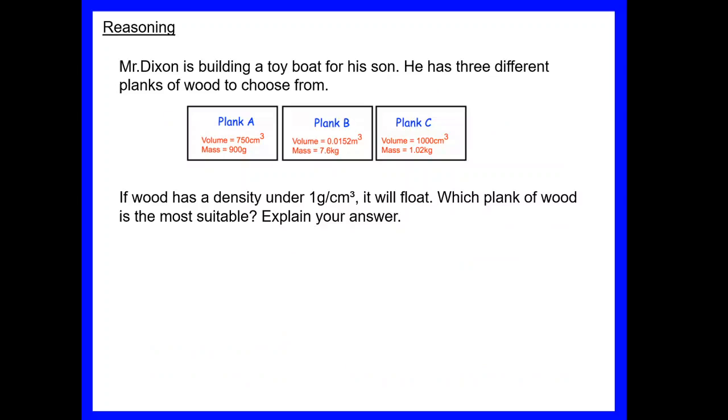Okay, reasoning then. So this is a sort of real life question where we've got to make a decision about something. So Mr. Dixon is building a toy boat for his son, and he has 3 different planks of wood to choose from. So we've been given 3 different planks.